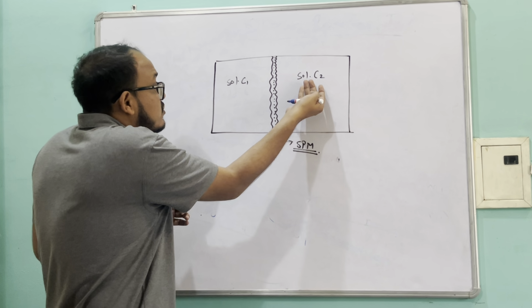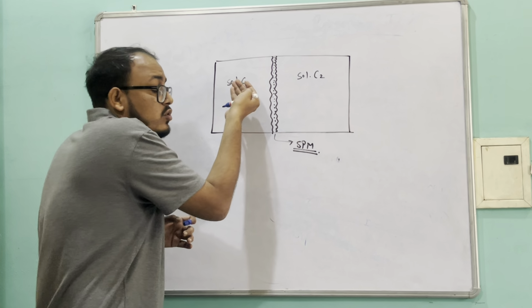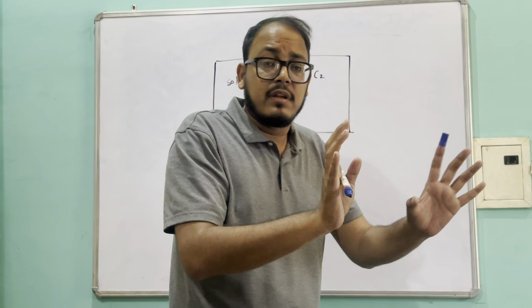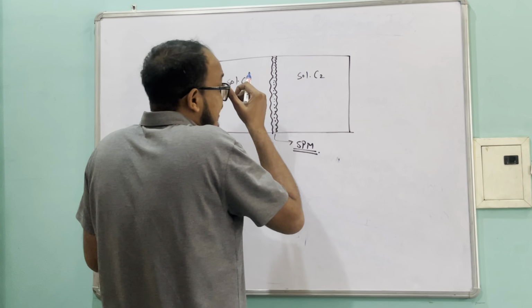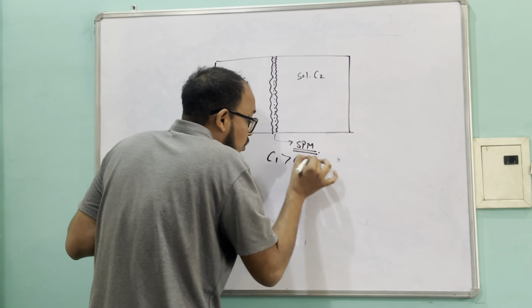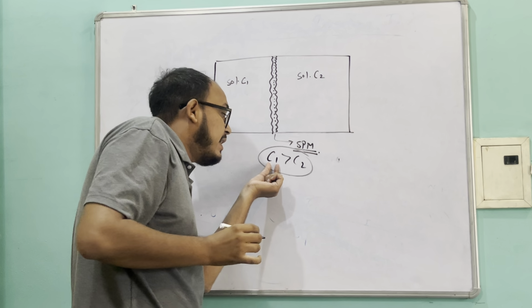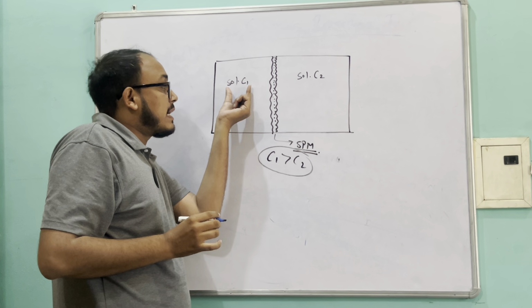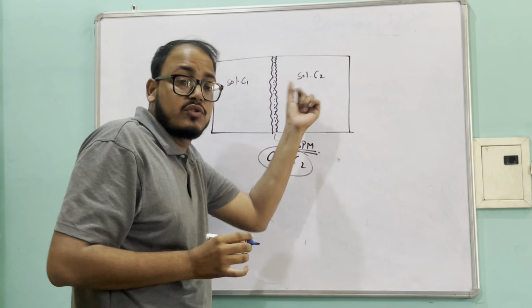There is a concentration solution C2 and there is a concentration solution C1. So there is a possibility of movement of particles. Here we have to know that C1 is greater than C2. The concentration of C1 is greater than C2.